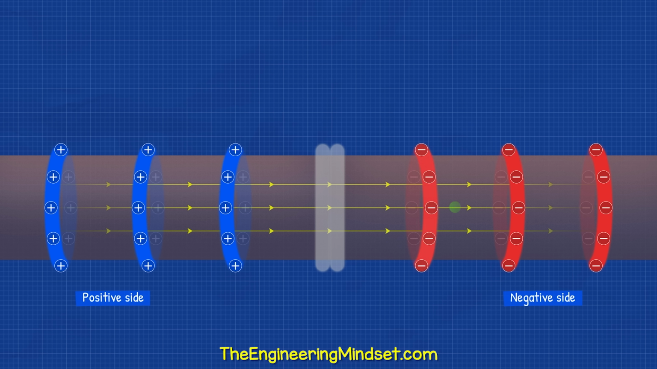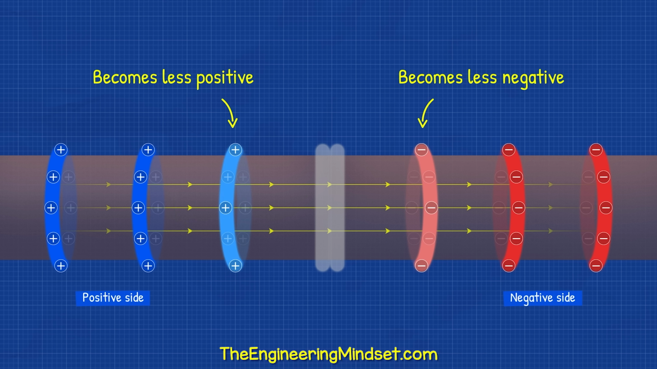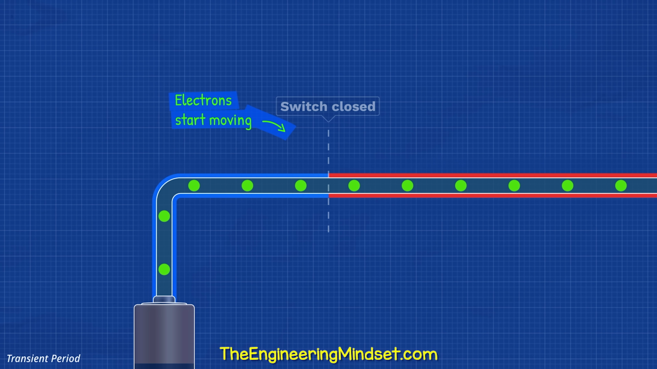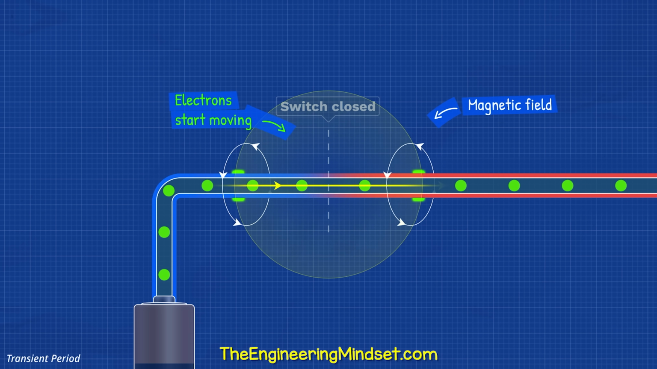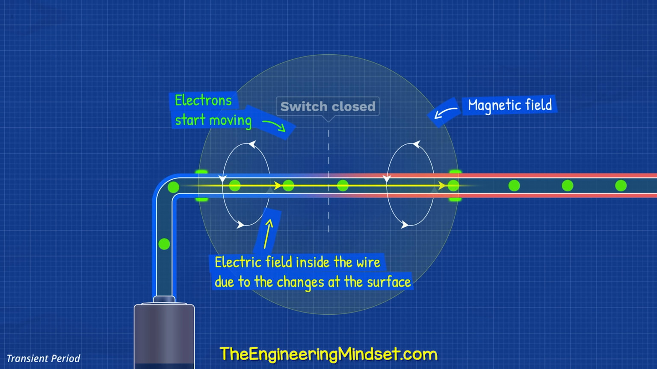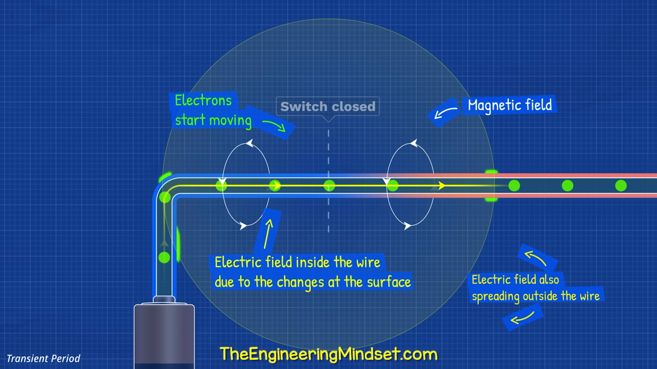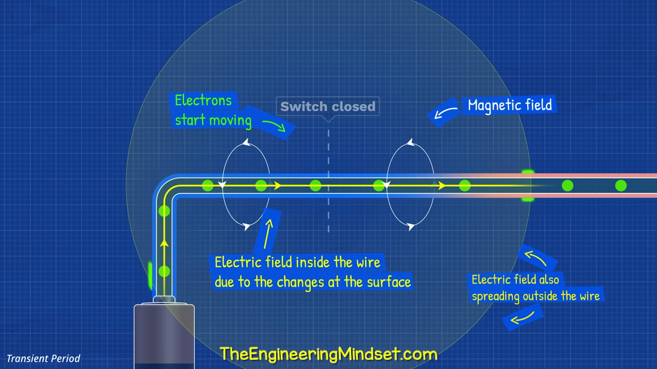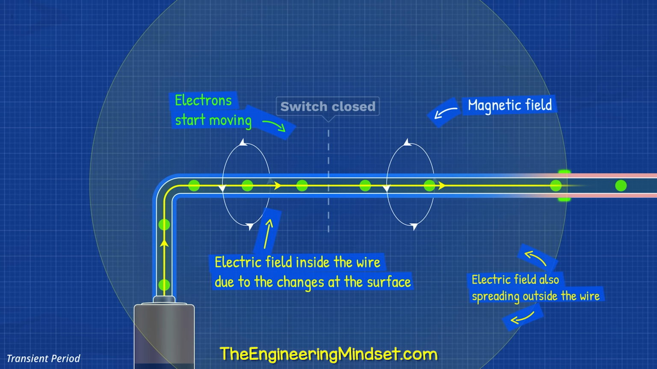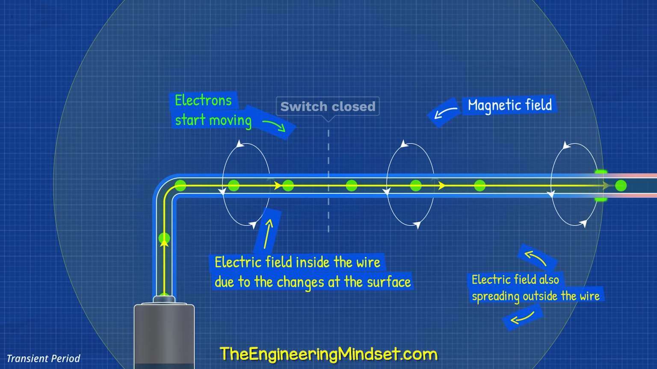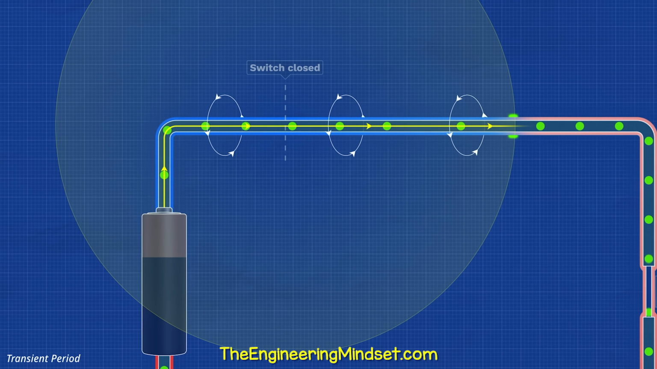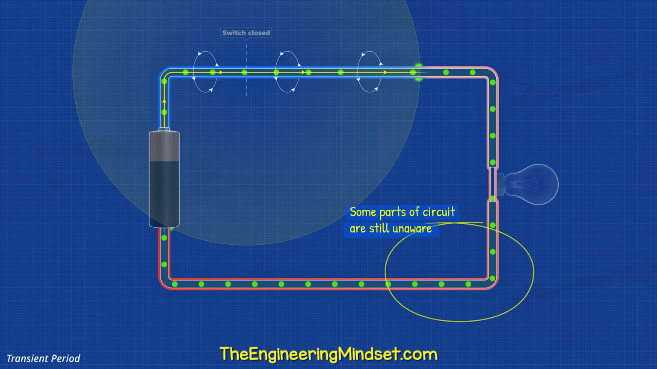As the electron approaches the positive ring, that ring becomes slightly less positive and the negative ring becomes slightly less negative. Electrons are starting to move, so a magnetic field is developing, and the change in surface charge creates an electric field. The disturbance affects the immediate neighboring sections, so the electric and magnetic fields travel like a wave down the wire in both directions. But other sections of the circuit are unaware of this change at this moment.